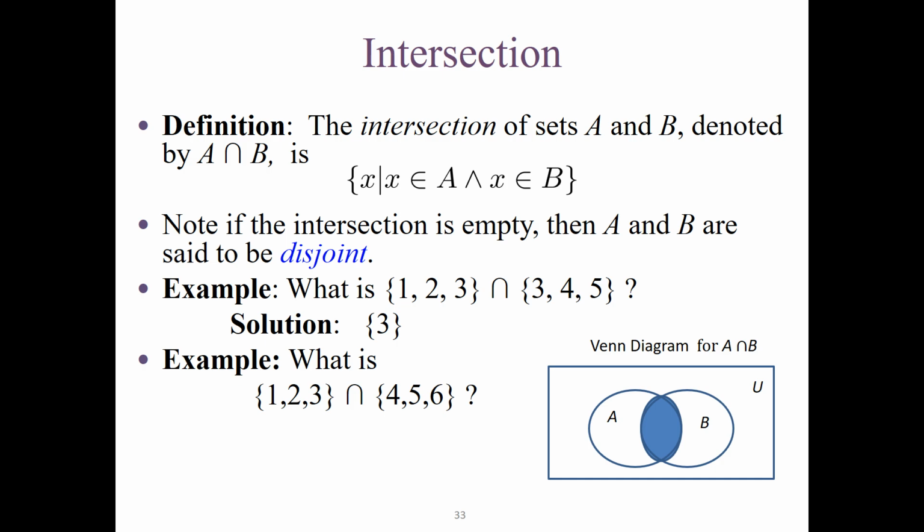We have another name for two sets if the intersection is empty. Once these two sets have a region overlapping, then this is the intersection region. However, if we have two circles with no overlapping, then we cannot find any elements both in A and in B. We call these two sets disjoint sets. For example, 1, 2, 3 and 4, 5, 6. We cannot find any elements both in A and in B. Therefore, its intersection is the empty set.